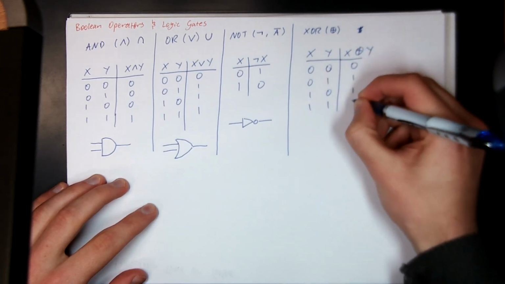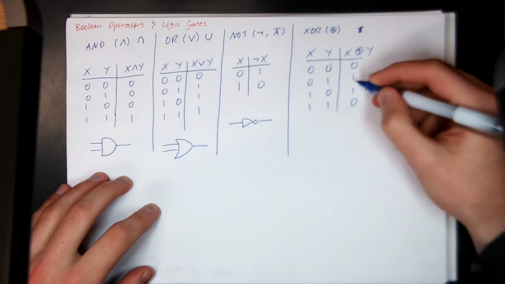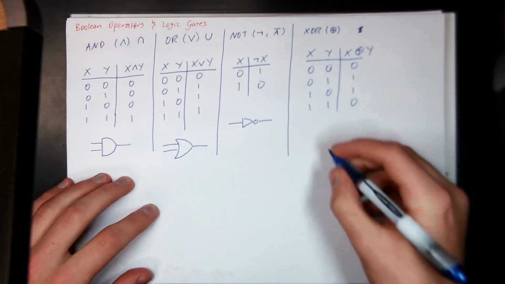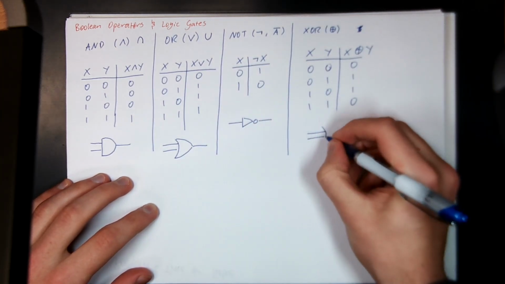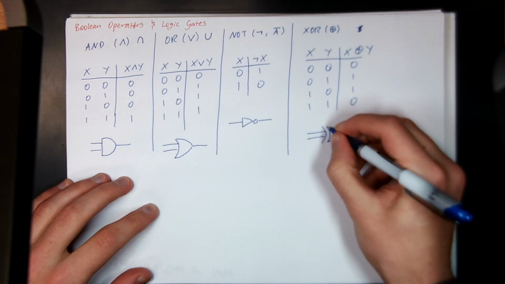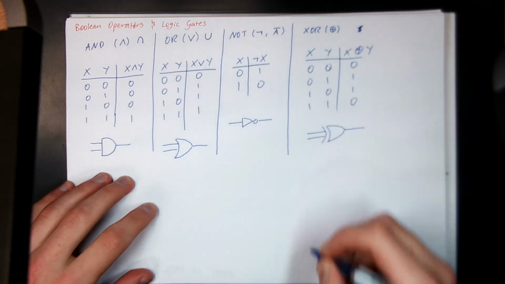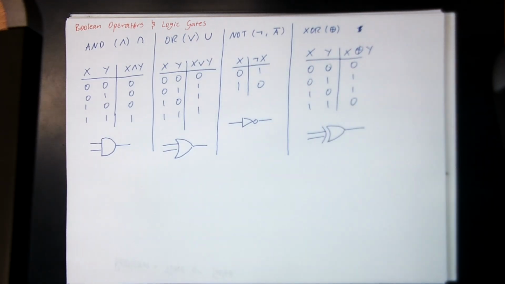And here's the truth table. So it's true when one and only one of the inputs is true. And here's the logic gate for it. It looks like an OR gate, but it's got an extra line on the back. Okay? So those are the main operators you're likely to see in digital logic.